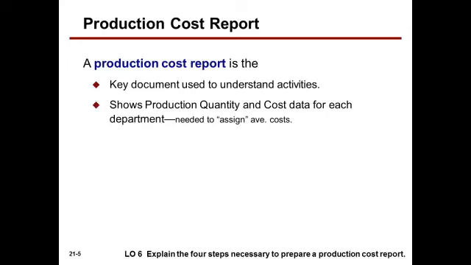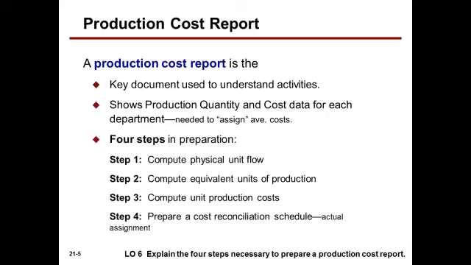A production cost report is a key document used to understand activities in process costing. It shows production quantity and cost data for each department, and we need to assign average costs as output leaves that department or is worked on by period end. Again, the 4 steps: compute physical flow. 2, compute equivalent units of production as if all the output were in fully produced units. Compute unit production costs in step 3, and finally, prepare a cost reconciliation schedule. That's an actionable assignment of costs to items transferred out and ending work in process at the end of a period.